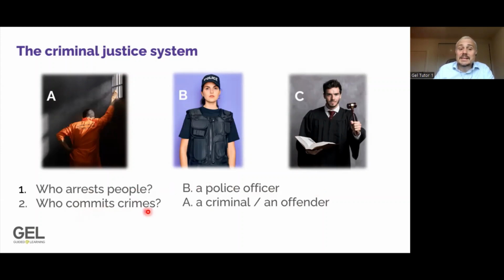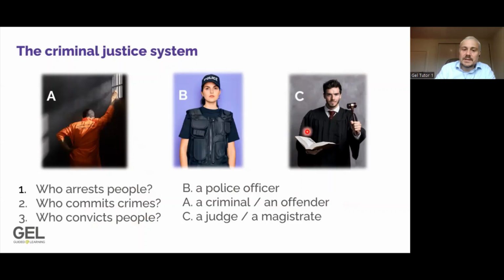Person A commits crimes. Person A is a criminal or an offender. Who convicts people? This is person C. Person C is a judge or a magistrate. This person works in a court, and this person manages the process of convicting criminals, of saying to criminals that they are guilty of the crime and giving them a punishment.